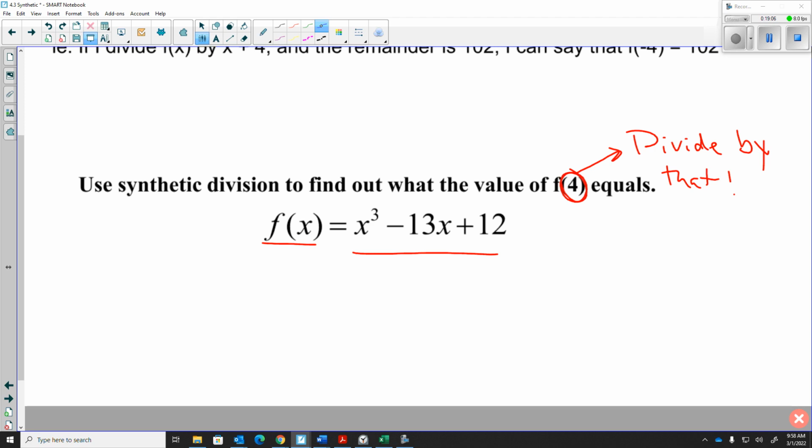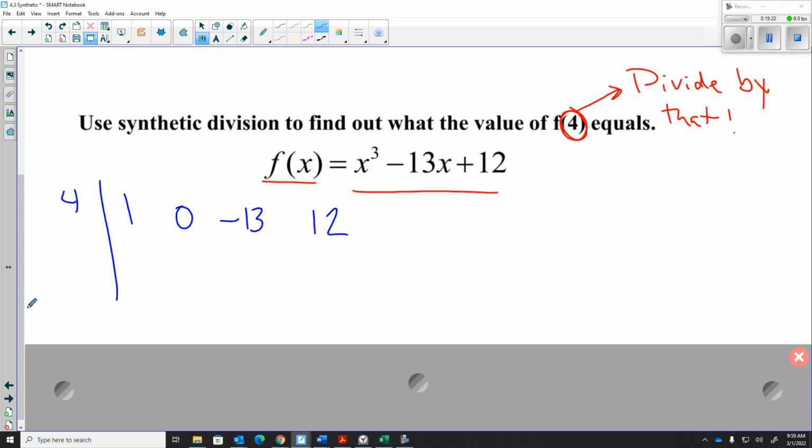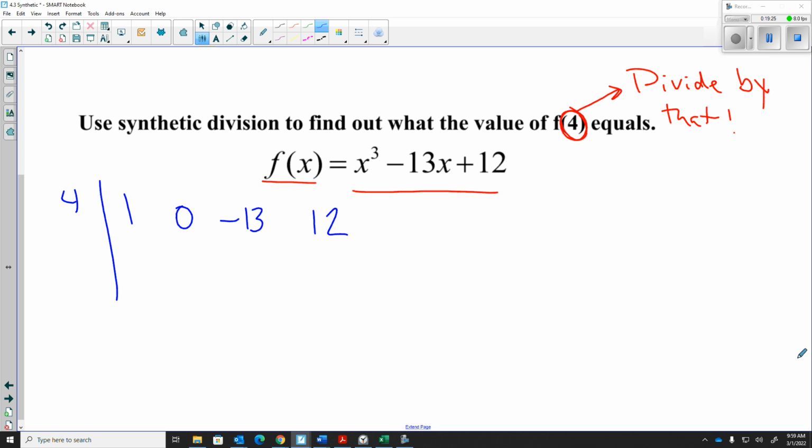Get my setup. Am I missing any pieces? Yeah. What am I missing? x squared. So I get 1x cubed, 0x squared, minus 13x, plus 12. I got my number. It's 4. So let's do this. Drop the first number. 4 times 1 is 4. Add. 0 plus 4 is 4.